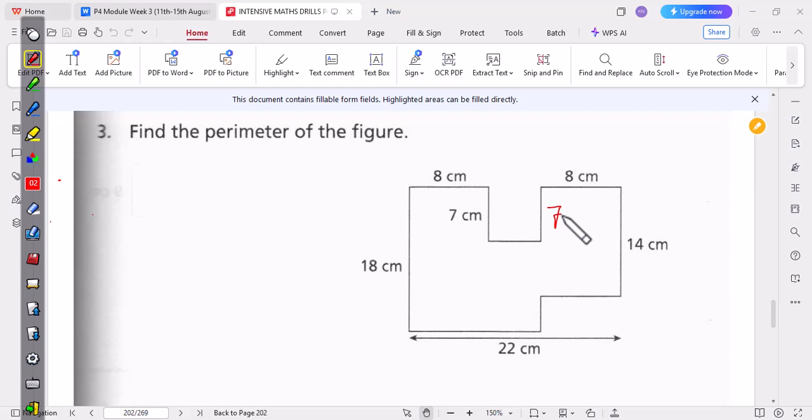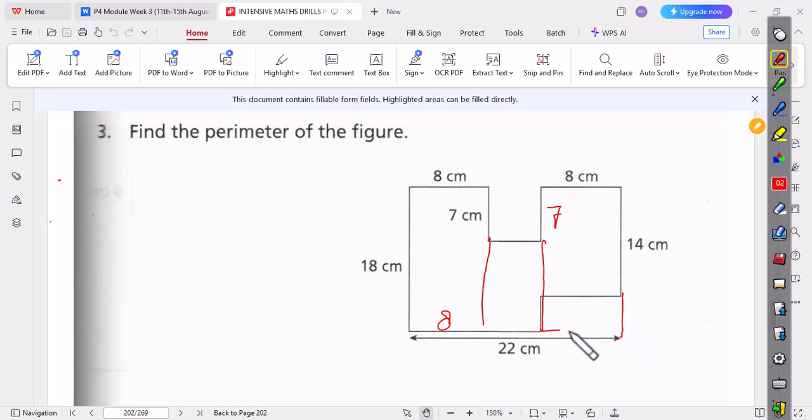This one is 8, so this part, if we continue the line, this one is 8, this one is 8, and this one must be 22 minus 8 minus 8, and this one must be 6. It means this one is 6.